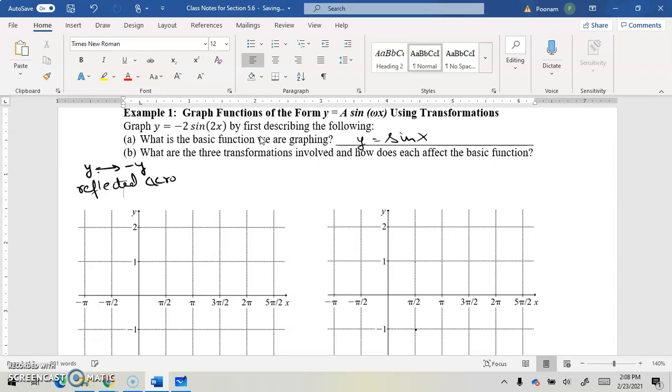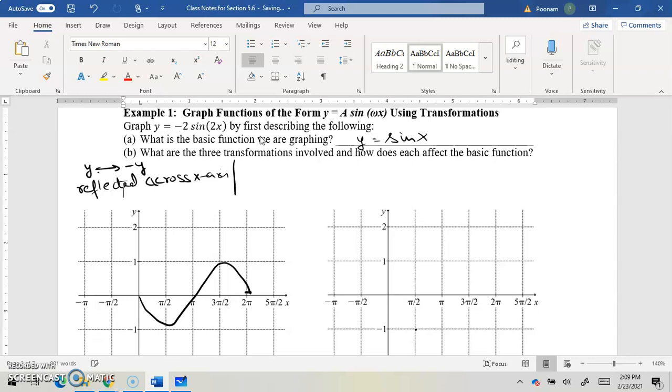across the x-axis. Okay. So the original sine graph was starting from 0. This will also start from 0. But instead of going up, it will go down and the graph will look like this, right? Now, that wave is reflected because of this negative sign.